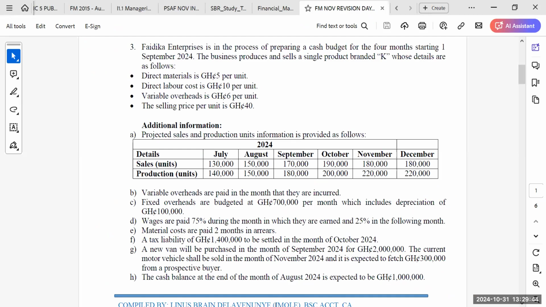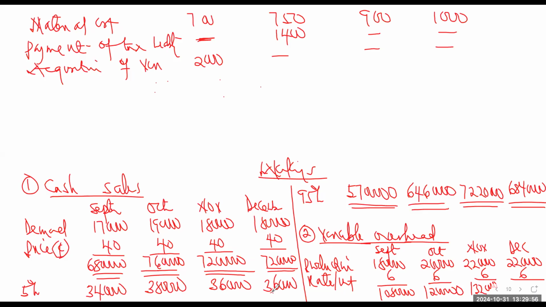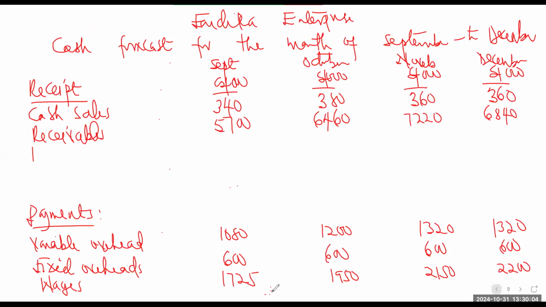The current motor vehicle shall be sold in the month of November 2024. It's expected to fetch what? 300,000. So from the perspective of the buyer, the buyer is going to be paying this one. So we look at proceeds from what? That will be receipt, isn't it? Yeah, proceeds from sale of motor vehicle. That will be in November, isn't it? Yes. How much? 300.